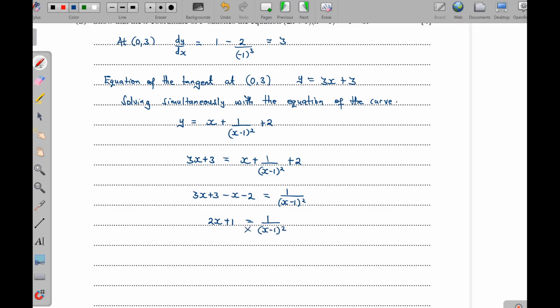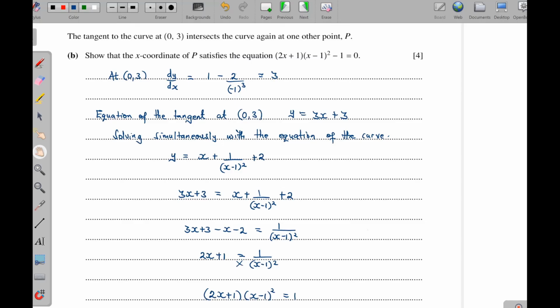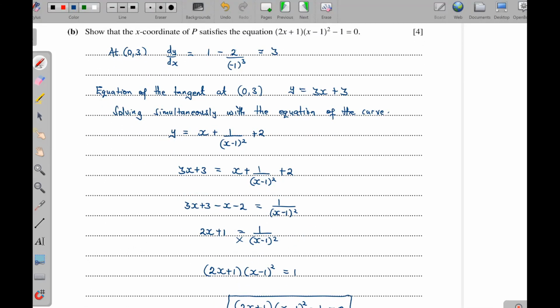And then when we cross multiply, this will be 2x plus 1, then times x minus 1 squared, which is equal to 1. Now when we bring this on this side, you are going to have the 2x plus 1, then times x minus 1 squared minus 1, then is equal to 0. So this equation we have gotten here is the one we are supposed to solve to give us the x coordinate of the point of intersection. You see that? So that is the one, and they told us to prove it.